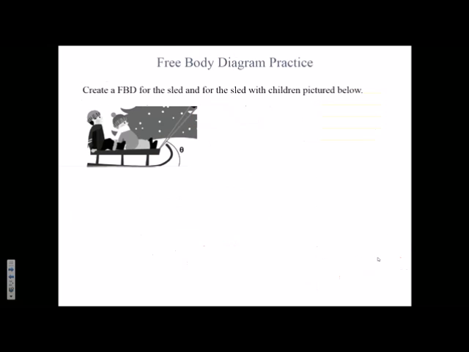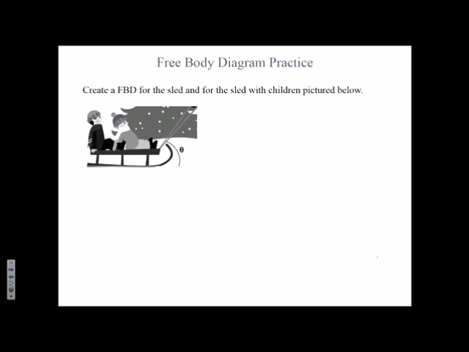Right? Okay, so this is a practice, right? So we want to create a free body diagram for the sled and for the sled with the children pictured below, right? So first is, how do we draw a free body diagram for the sled alone, minus the kids, right? That's what we want to do.